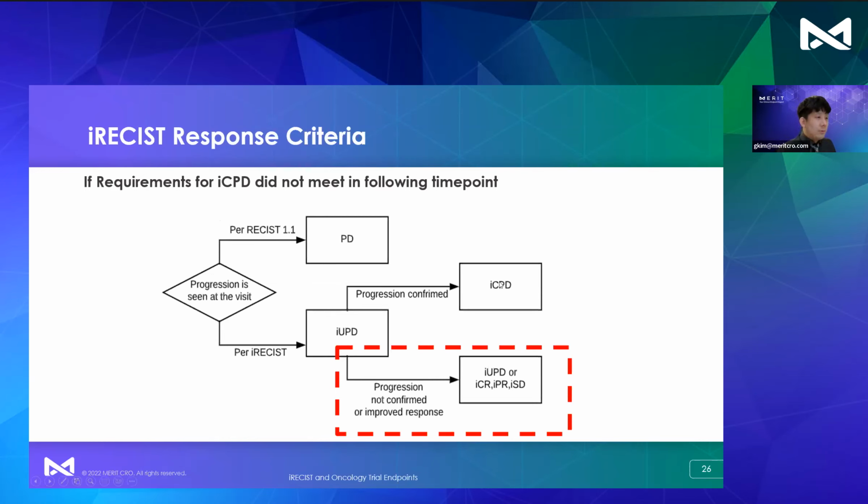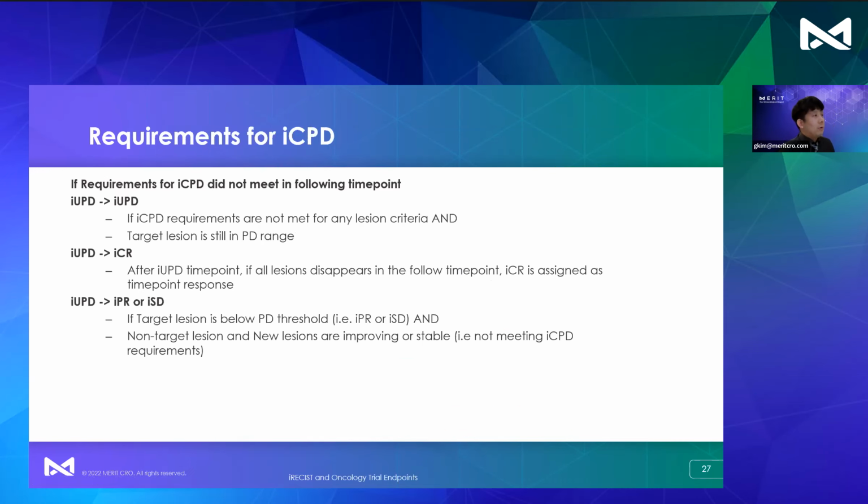And then after we discussed the two cases where the progression can be confirmed and giving an iCPD as a time point response for the subject, we have a different path down here. Patient may still stay in the iUPD or may get out of the iUPD status. So if the requirement for the iCPD did not occur, the following options can happen for the patient, which is the patient still staying in iUPD, so just assigning another iUPD. This would be more like patients being stable upon initial progression.